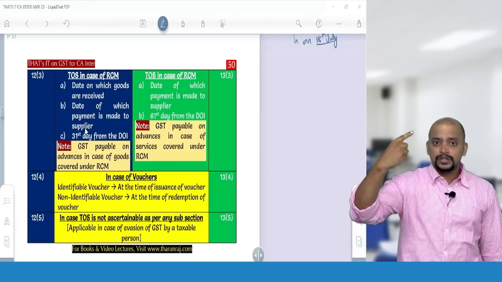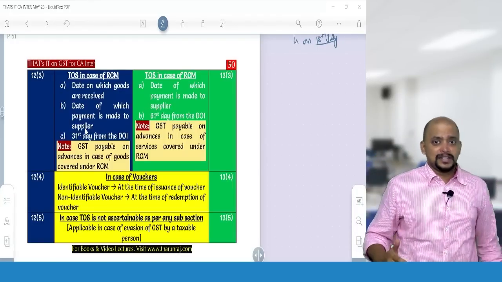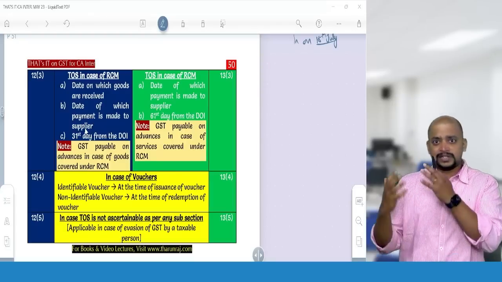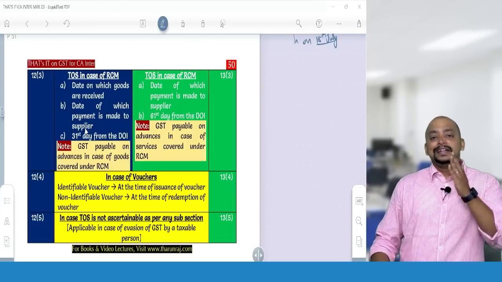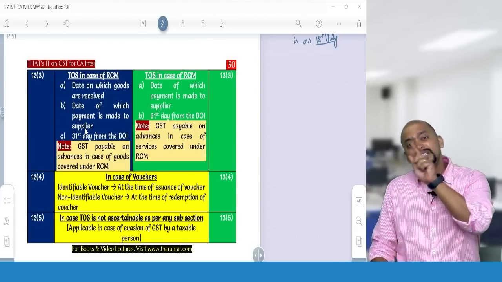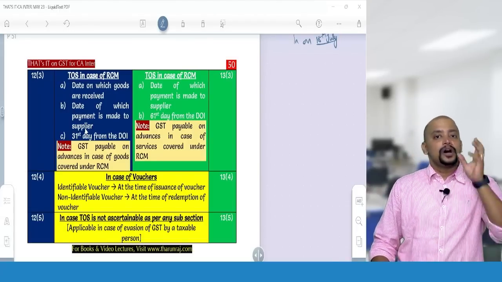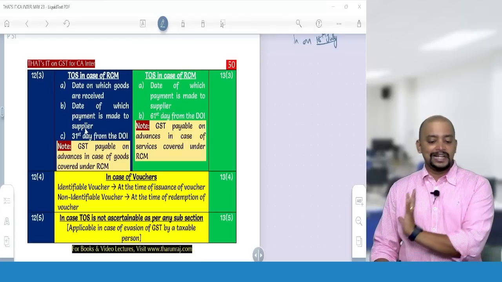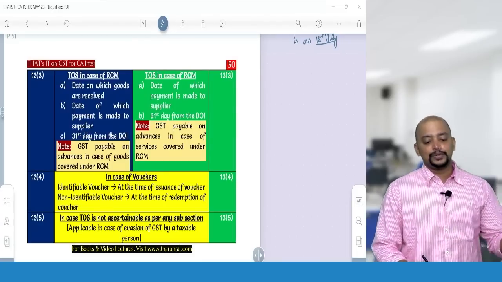So only in case of goods covered under FCM, GST is not payable on advances. But in case of goods covered under RCM, GST is payable on advances, because the date of receipt of goods, or the date on which payment is made to supplier, or the 31st day from the date of invoice, whichever is earlier, will be taken as the time of supply due to that reason.